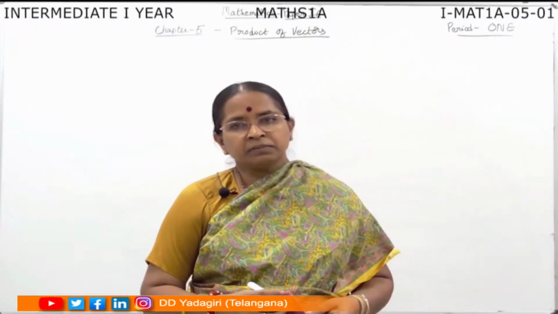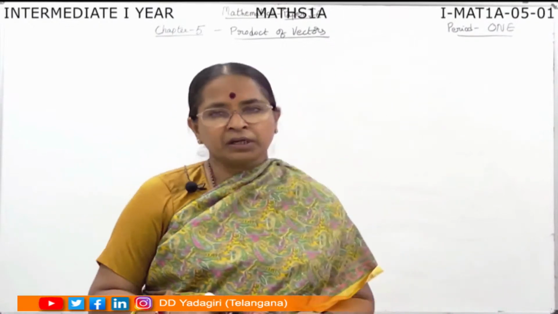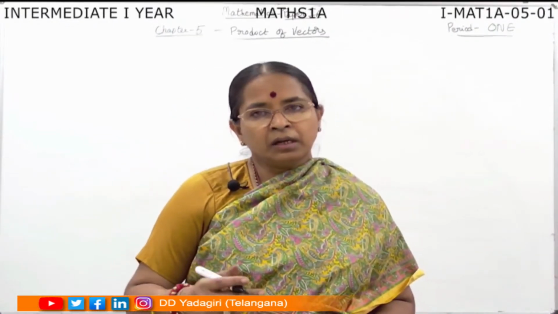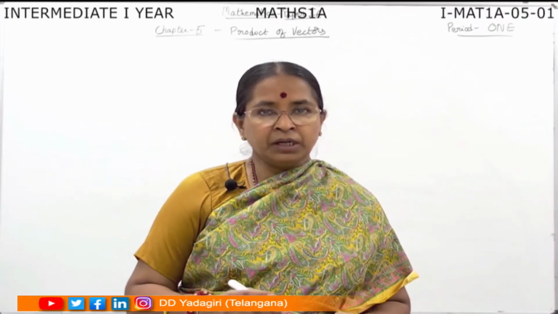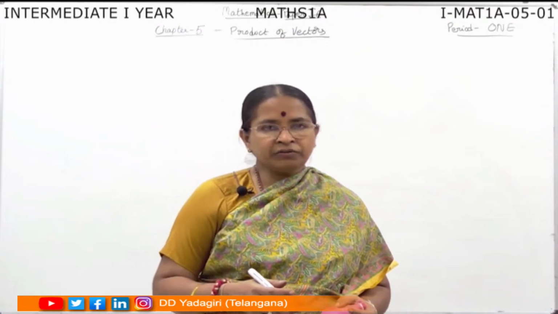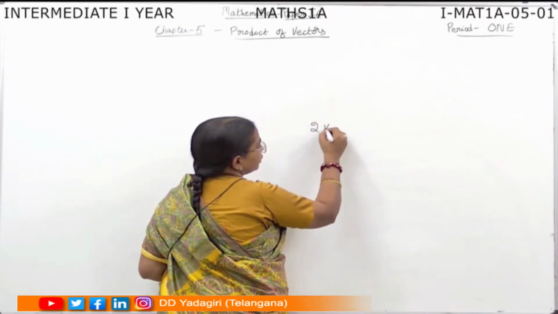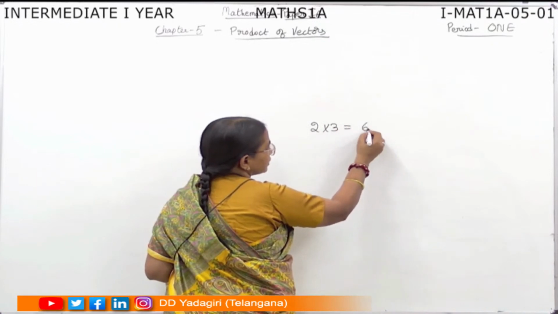Now the next chapter is product of vectors. What is this product of vectors? It is not like ordinary multiplication. Multiplication of vectors is not like ordinary multiplication of numbers. See, in real numbers, suppose I have to multiply 2 into 3. I'll write 2 into 3 and then 6, like this.